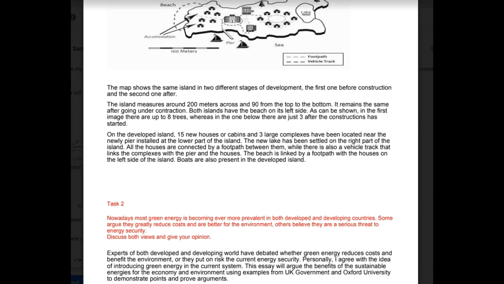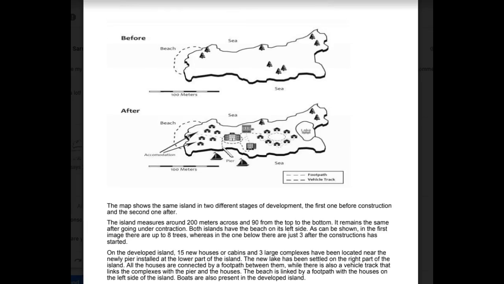So what could an overview here have been? An overview could have been something like prior to construction, there was absolutely no infrastructure, but after construction, the island became a location with amenities and accommodation for tourists. Okay, so something like that would have been appropriate here.